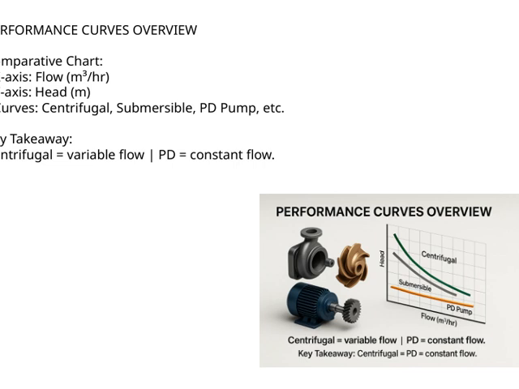The key takeaway here is that centrifugal pumps are designed for variable flow. Their head decreases as flow increases. In contrast, positive displacement, or PD pumps, provide a more constant flow regardless of the head. This difference is crucial when selecting the right pump for a specific application, as it impacts efficiency and system performance. Understanding these curves helps us see how each pump behaves in real-world scenarios, which ties back to our overall theme of optimizing system design and efficiency. So, when choosing a pump, consider whether you need a variable flow or a constant flow, and use these curves as a guide to make an informed decision.